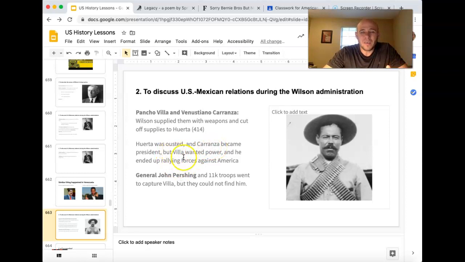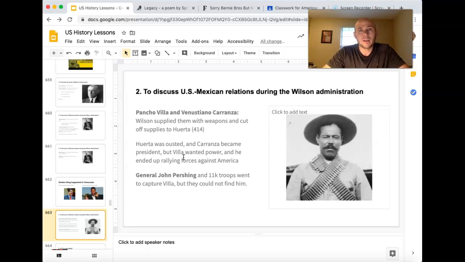And Pancho Villa, on the other hand, was kind of dejected. He wanted power for himself, so he started causing problems, and he ended up rallying a bunch of Mexicans against America and started causing problems to Americans. He murdered some U.S. coal mining engineers, he sacked a border town or two, caused all sorts of issues. And you're probably thinking, well, America just helped him. Why is he turning his back on America?